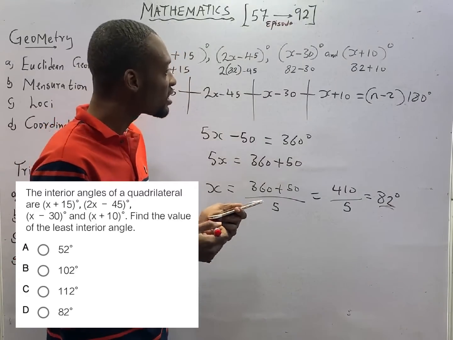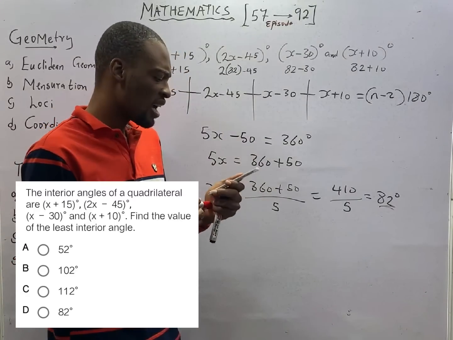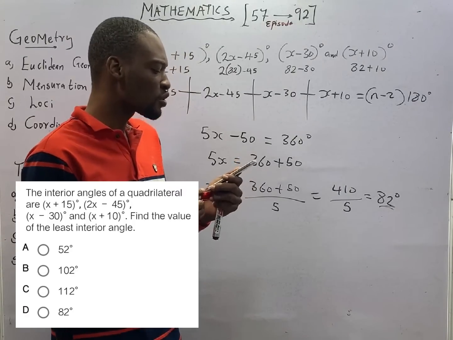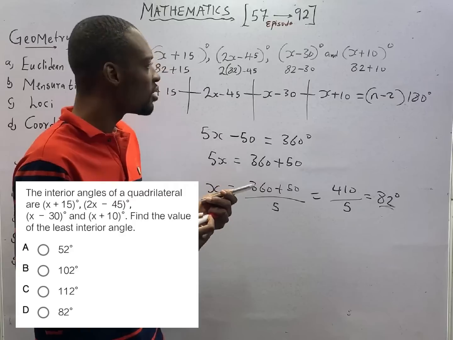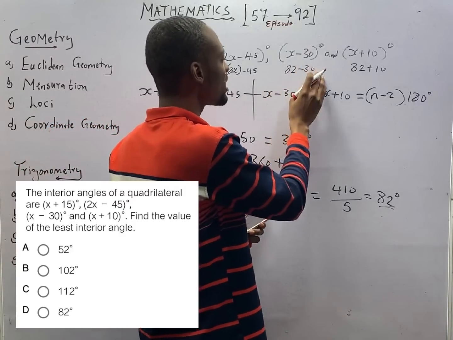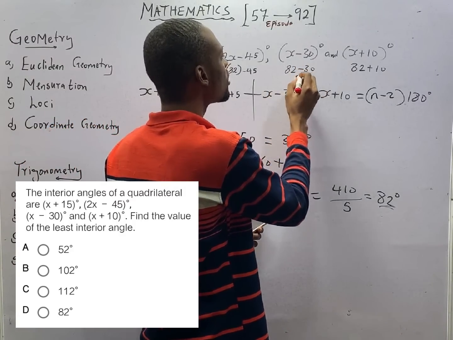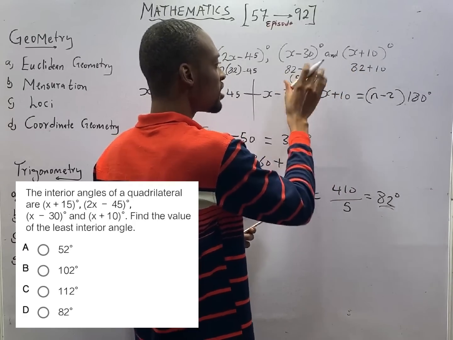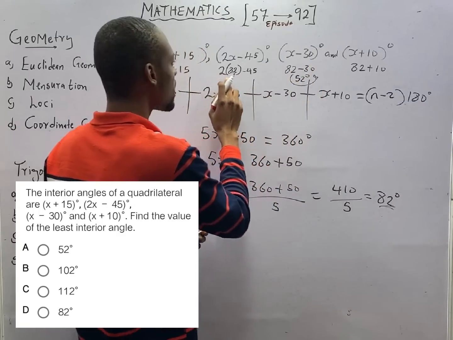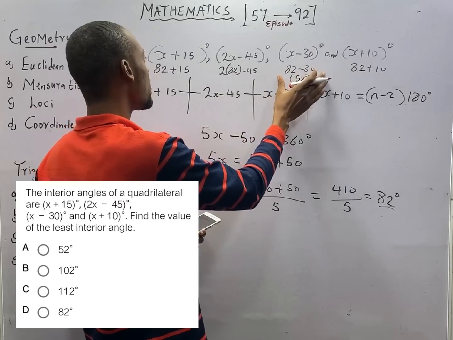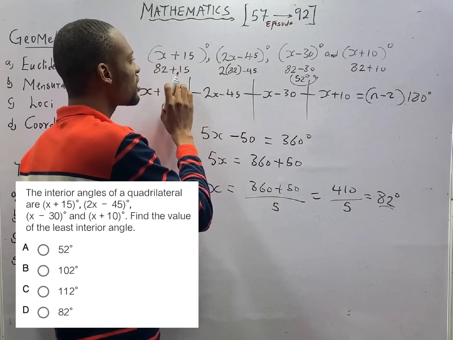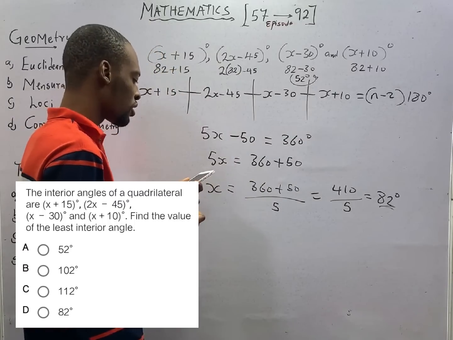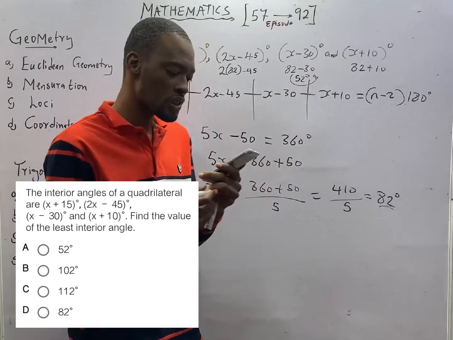Ladies and gentlemen, anyhow you look at this, the smallest angle will be 82 minus 30 degrees, that is 52 degrees. This will give you the smallest. 82 plus 10 is definitely bigger than this. 2 times 82 minus 45 is definitely bigger than this. And 82 plus 15 is definitely bigger than this. So the least angle is 52 degrees.